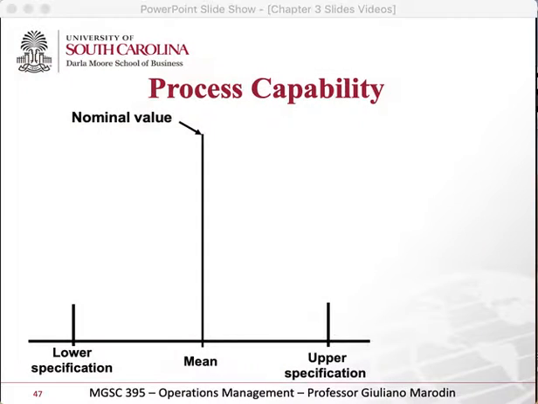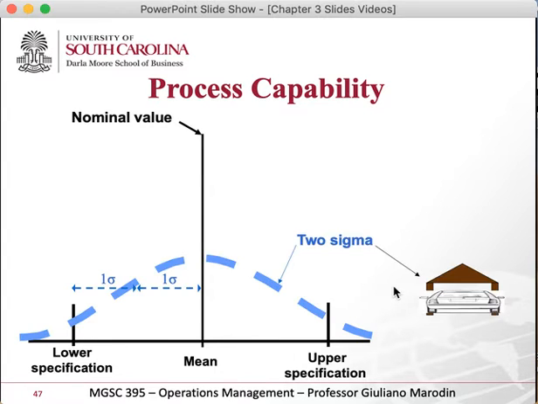Okay, so another way to imagine that is thinking about the distance between the mean and the lower specification limit. We need to understand that to understand the two different things that we're going to calculate, which are the capability index and the capability ratio. Imagine that I have a nominal value, a mean in the middle, and I have lower and upper specification limits.